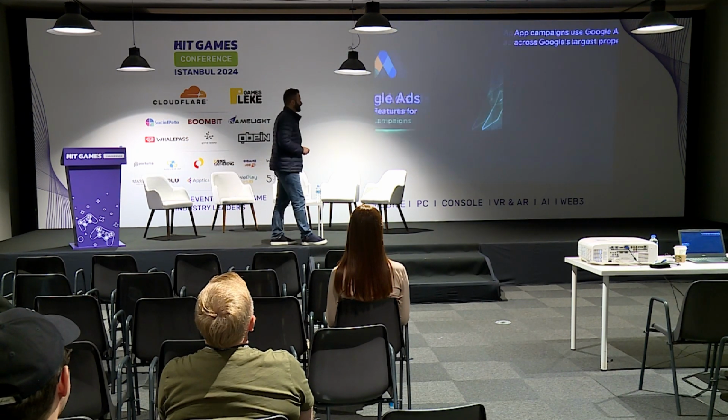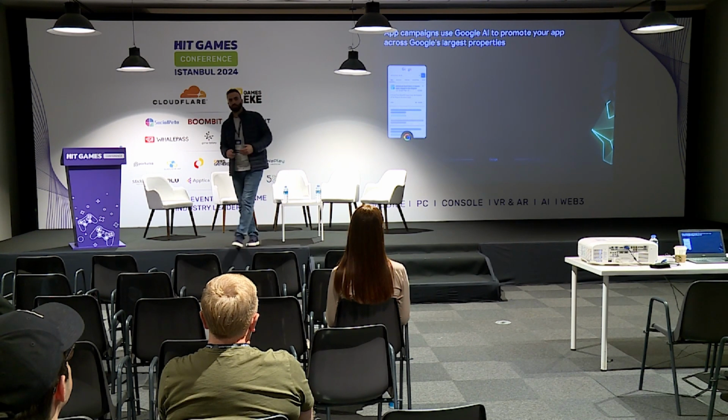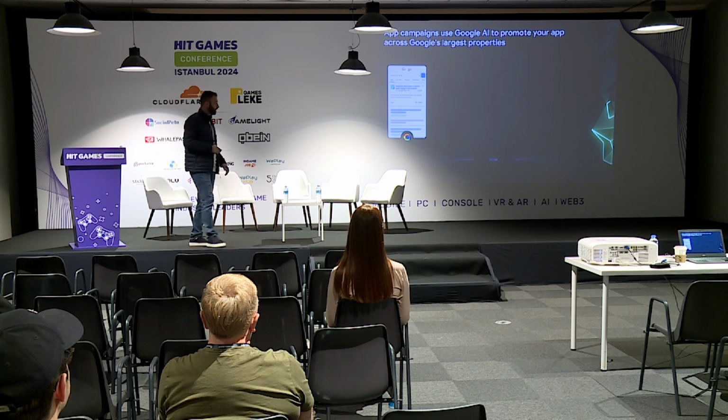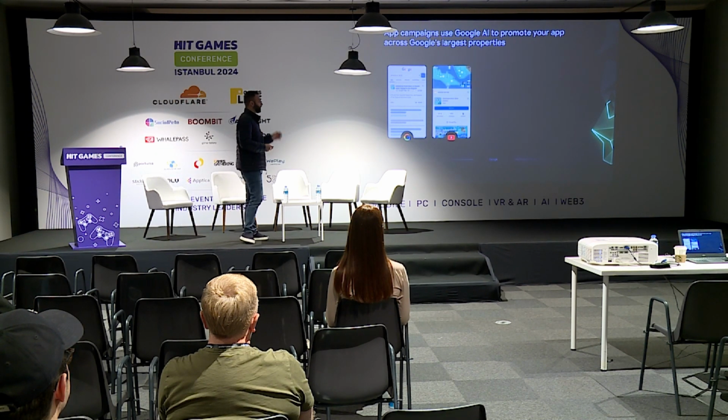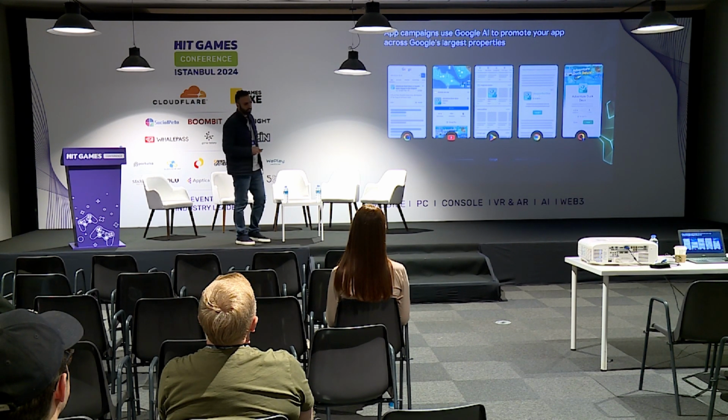Now, Google Ads. As you know, if you run app campaigns on Google Ads, users will be able to see your ads in five different placements. The first is Google Search, then YouTube, Google Play Store, Google Discover, and the Google Display Network, including Google AdMob.